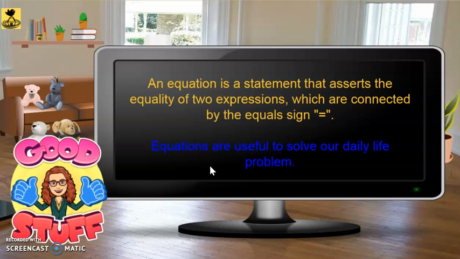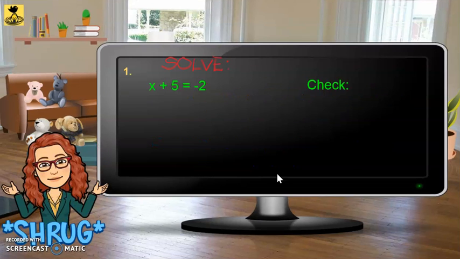So why do we study equations? Equations are useful to solve our daily life problems. That's why in the coming videos also, we will be talking more about real life problems which involve linear equations, and how to solve these problems using the concept of linear equations. Okay, let's start to solve simple linear equations.